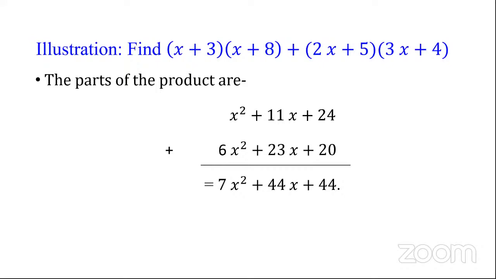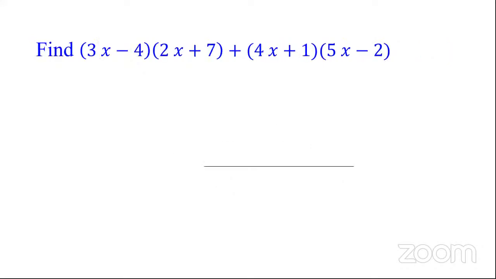8 into 3 plus 5 into 4, 44. So my answer is 7x square plus 44x plus 44. But don't jump. Have a good practice, good observation, and then you start writing the answer by observations only. Try this: 3x minus 4 into 2x plus 7. Because there is no question of shifting the digit anywhere, the steps are less, answers are easily available.